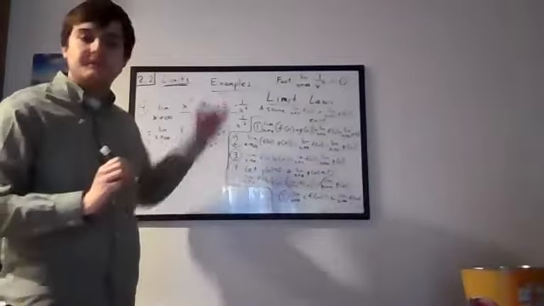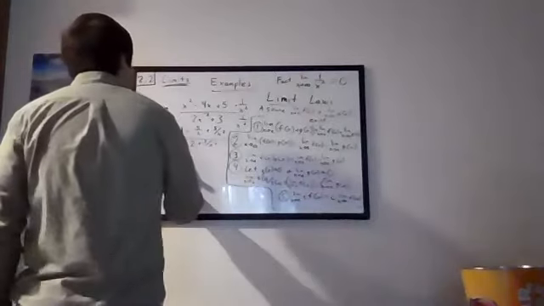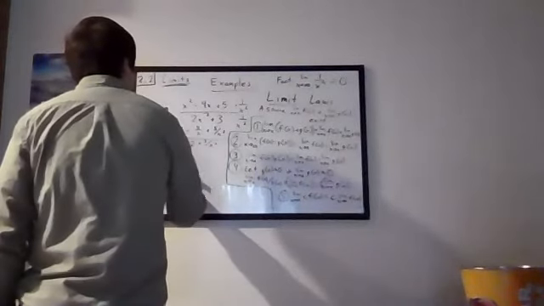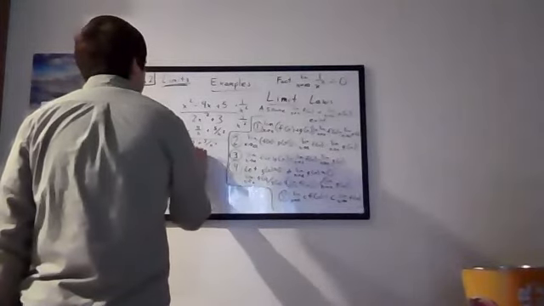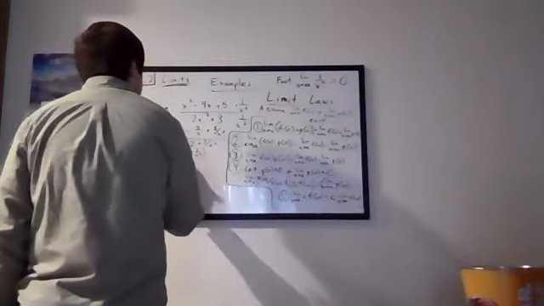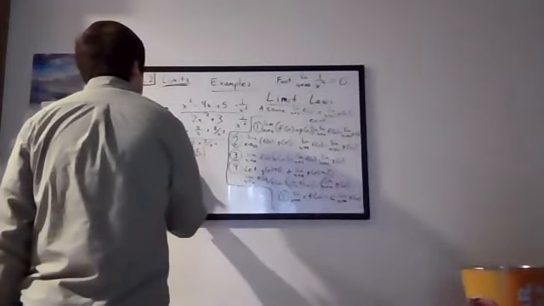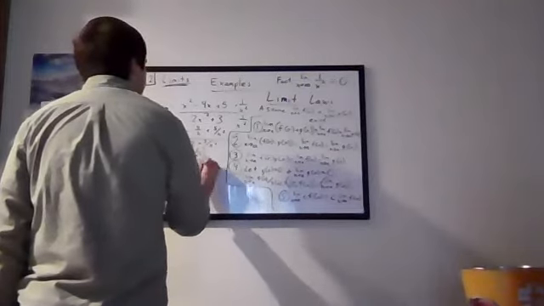So I want to split up the top and bottom. I want to do the limit of the top and the limit of the bottom. So I'm going to get the limit as x approaches infinity of 1 minus 4 over x plus 5 over x squared, divided by the limit as x approaches infinity of 2 plus 3 over x squared.